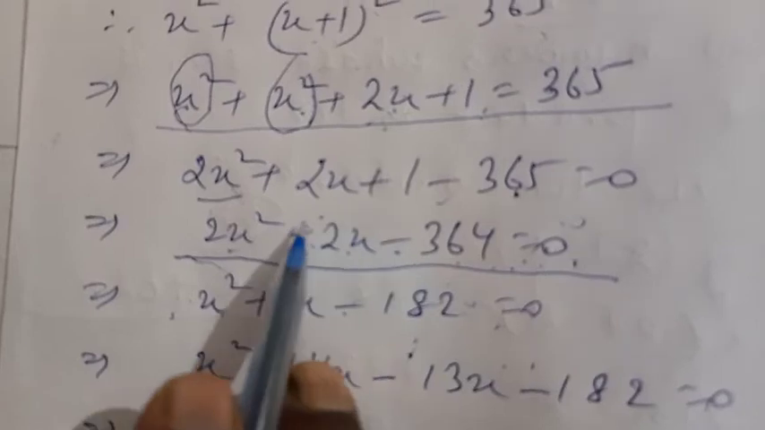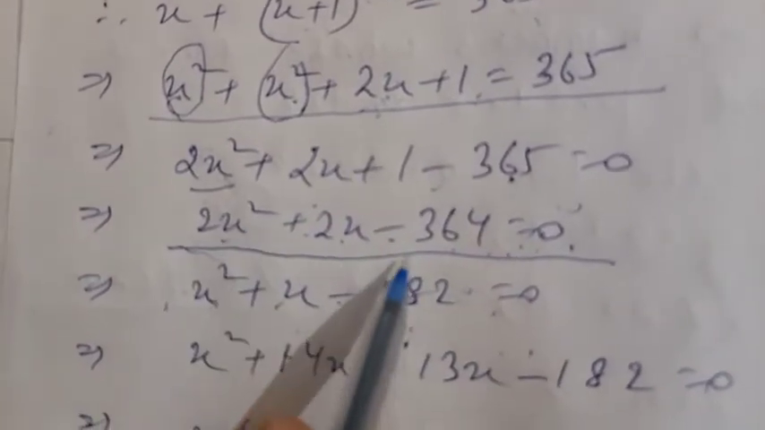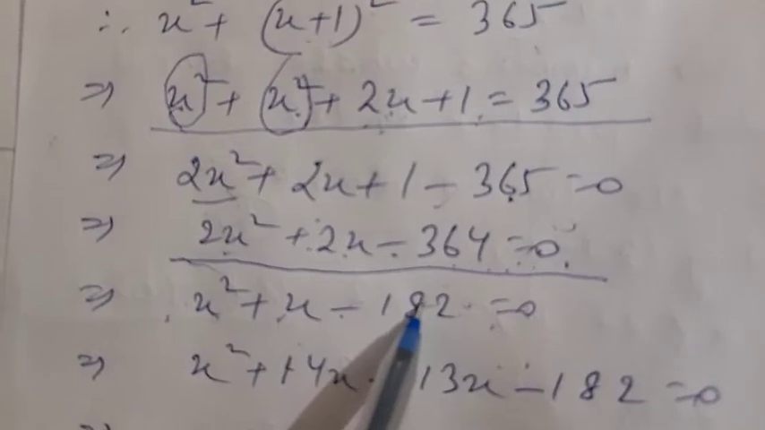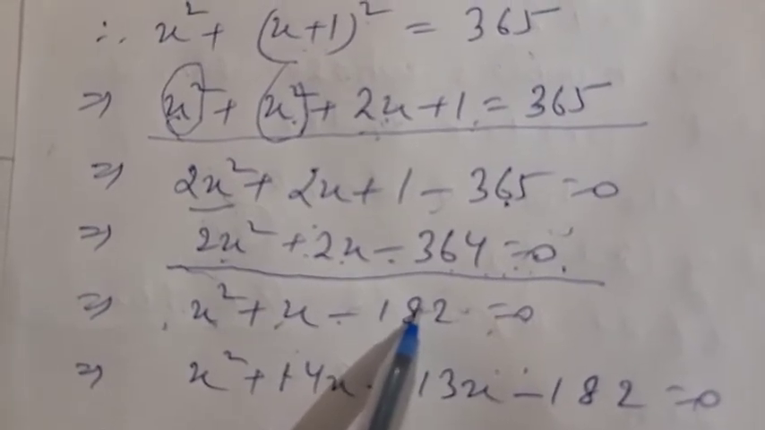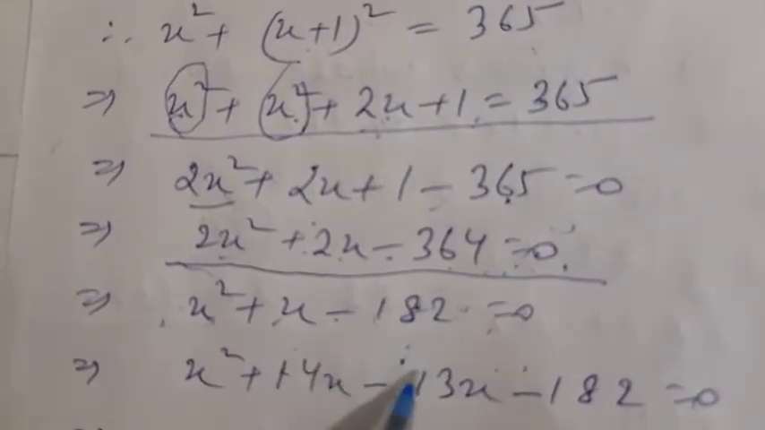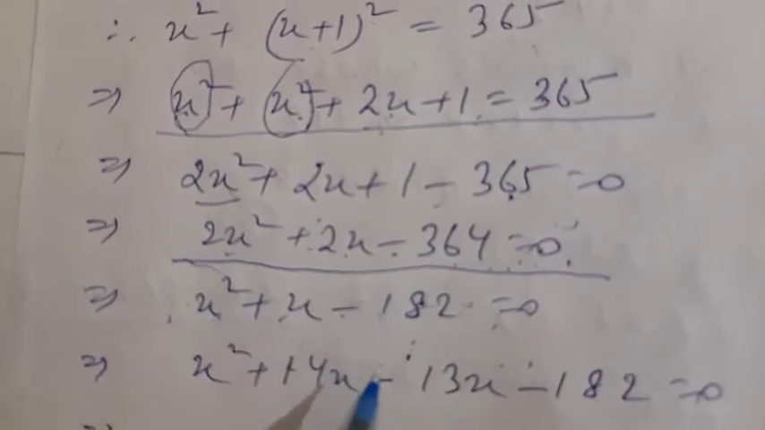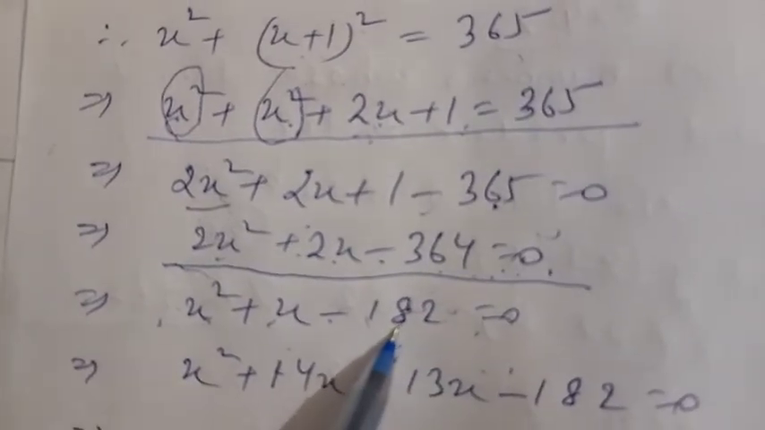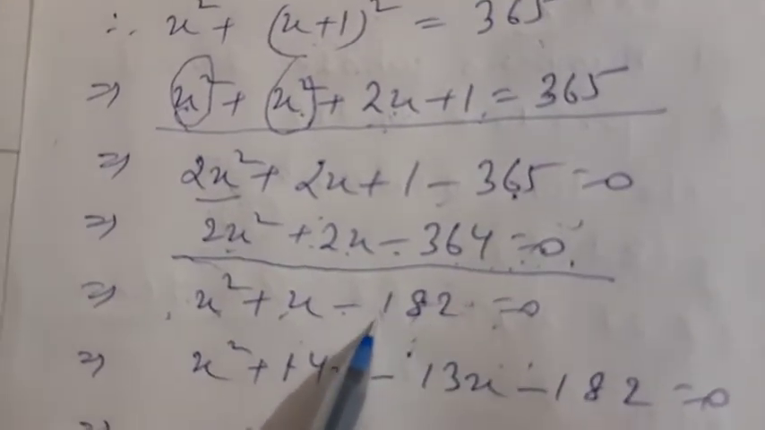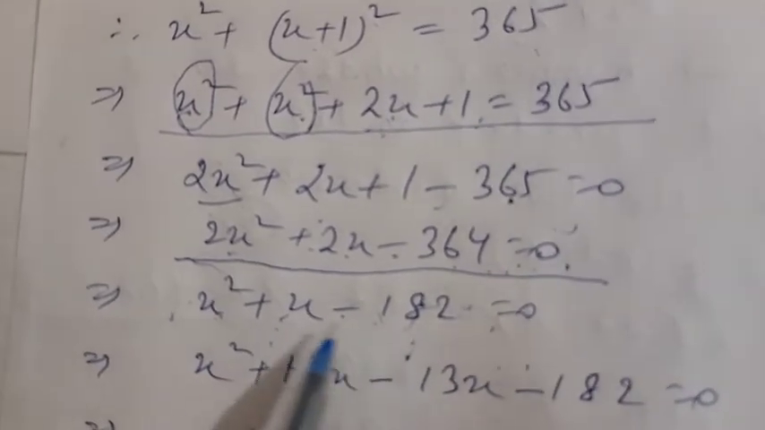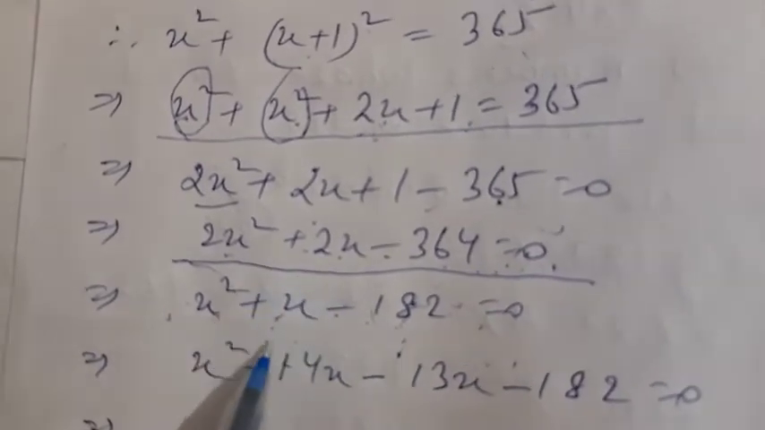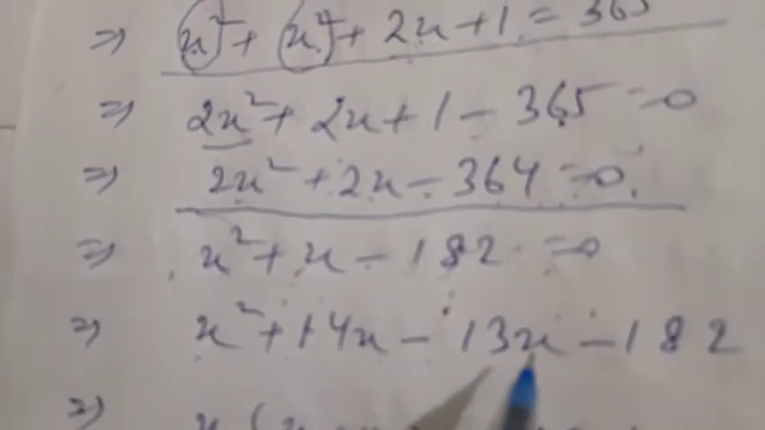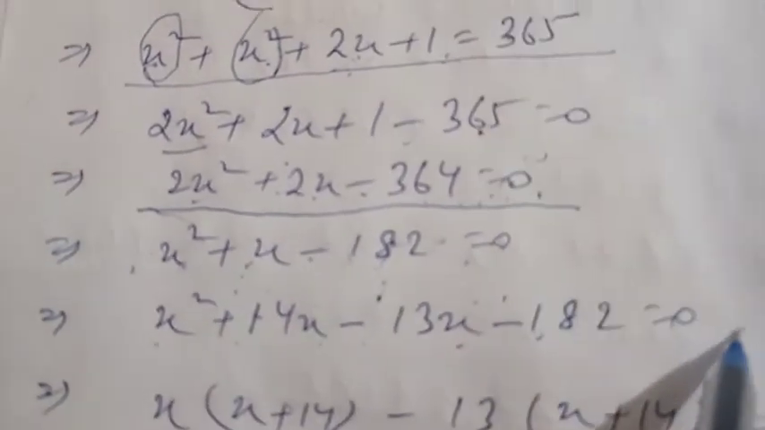Now again we have the product of the first term and third term, which is minus 182x square. Now we will prime factorize 182 to get two numbers in such a way that if we multiply them together, it gives minus 182x square, and when simplified it becomes plus x. So we have found the numbers: x square plus 14x minus 13x minus 182 is equal to 0.